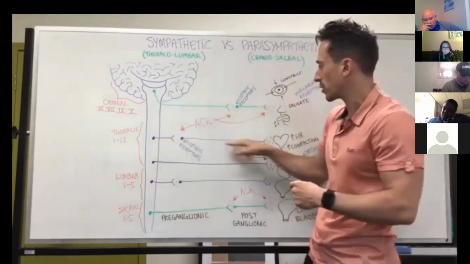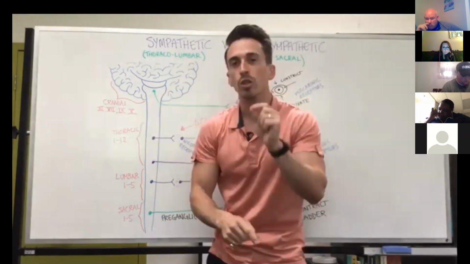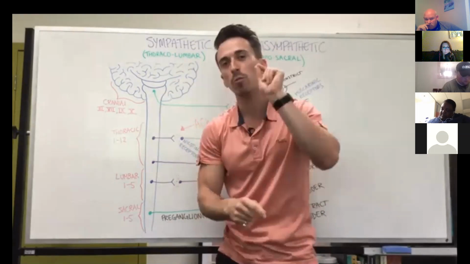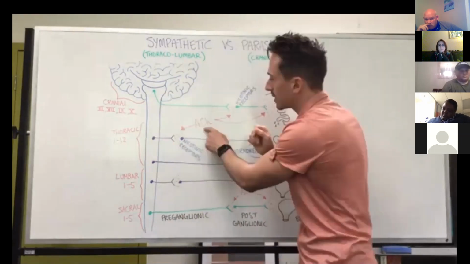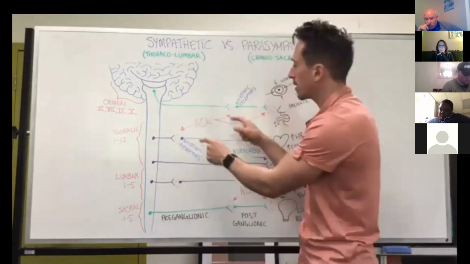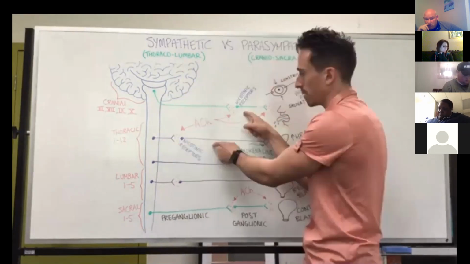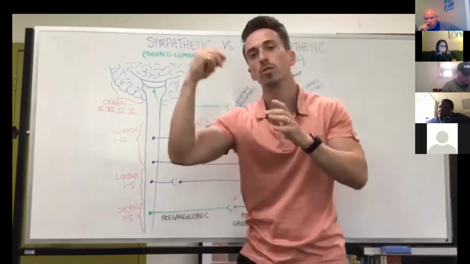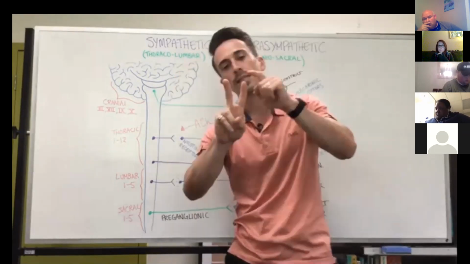The thing is, regardless of whether it's sympathetic or parasympathetic, the neurotransmitter that will be released from the preganglionic neuron will always be acetylcholine. So it doesn't matter whether it's sympathetic or parasympathetic, it's always acetylcholine that's being released from the preganglionic neuron to speak to the post. So that means acetylcholine must bind to acetylcholine receptors. There's two major types. There's nicotinic and muscarinic.